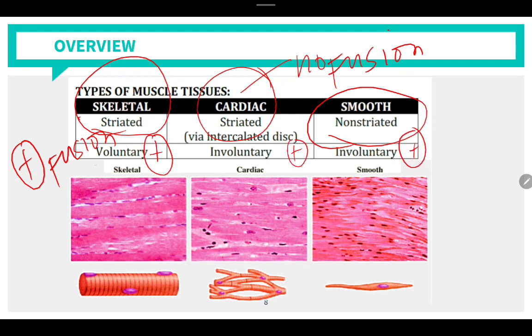For the picture, can you appreciate the striations here? And also the striations present in your cardiac muscle, as well as the intercalated discs. While in the smooth muscle, you can clearly see the individual smooth muscle cells. There is no striation or whatsoever.